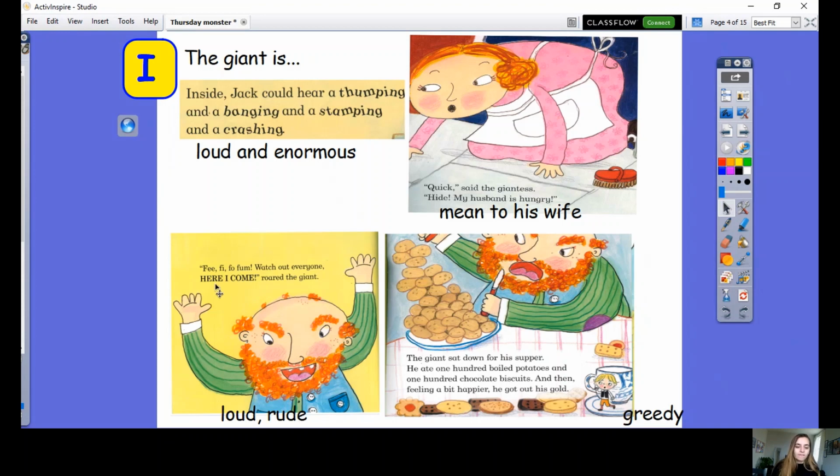Here we have fee, fi, fo, fum. "Watch out, everyone, here I come," roared the giant. So he's very loud and very rude, he's trying to be very scary and terrifying.